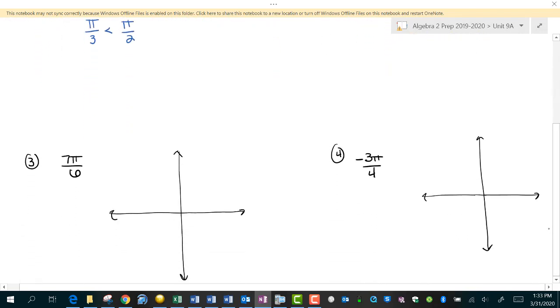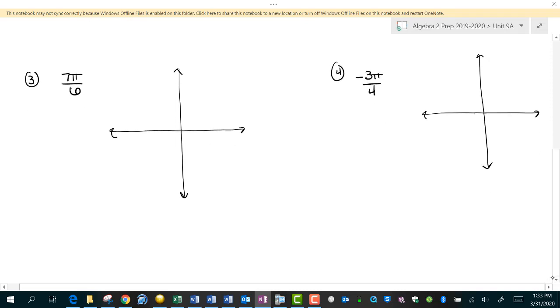My next example, 7 pi over 6. Again, looking at that fraction of pi, 7 over 6 is slightly greater than 1 pi, because I notice my numerator is larger than my denominator. Again, if I know that this is 0 pi, I have pi over 2, pi, and then this would be 3 pi over 2, or 1.5. Well, 7/6 would fall a little bit past pi.